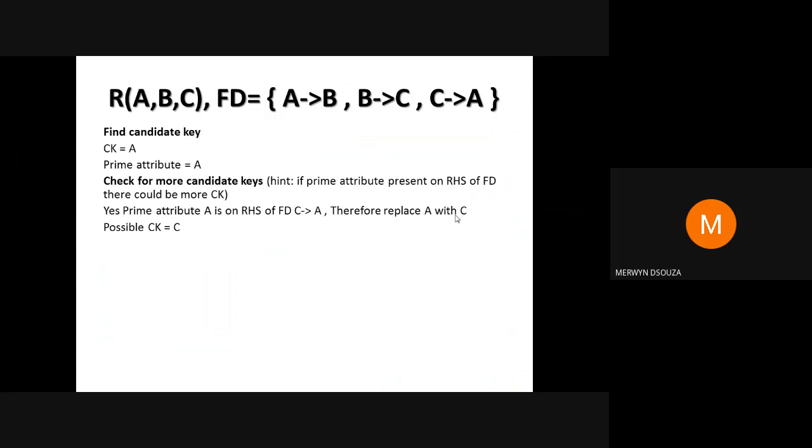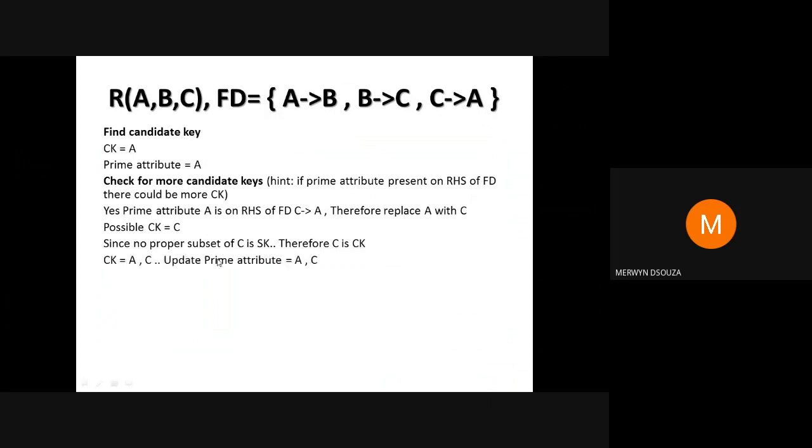This entire process of finding candidate keys and additional candidate keys has been explained stepwise in a separate video. So please watch that video in case you need to understand how to find candidate keys before continuing. So C could be a possible candidate key. Since no proper subset of C is a super key, we can conclude that C also is a candidate key. Now we have two candidate keys, A and C.